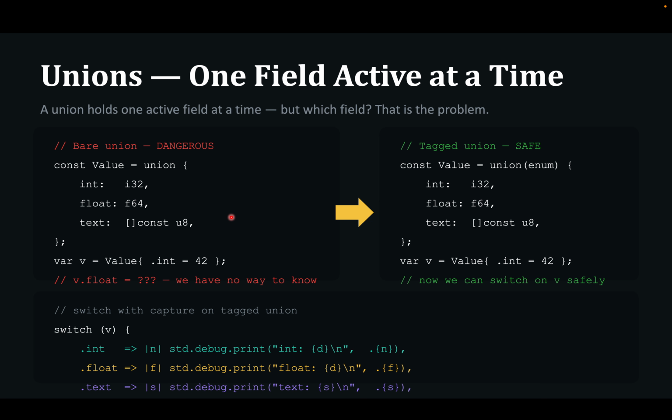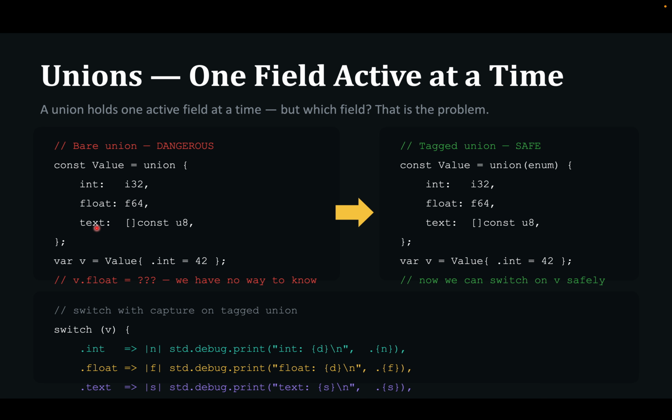Now, next are unions, and it also already gives you a warning. So let's first explain what unions are. A union is a type that can hold one of several data types, but only one at a time. The problem with the bare union is that you cannot tell which field is currently active, and accessing the wrong field is undefined behavior, basically a potential crash.